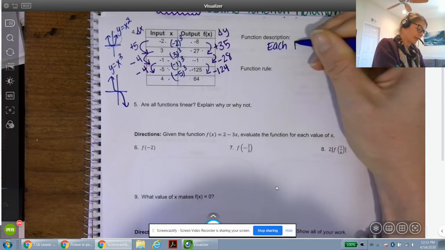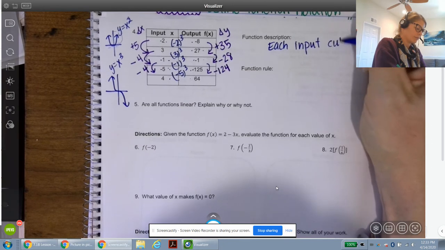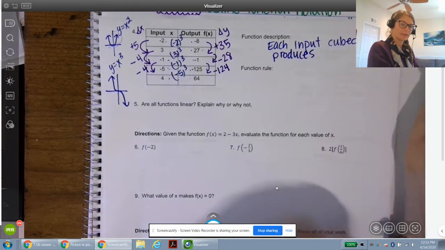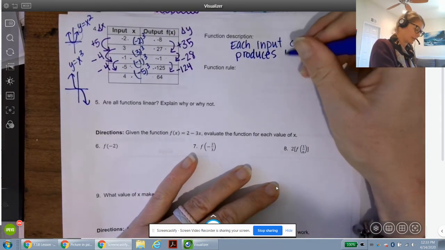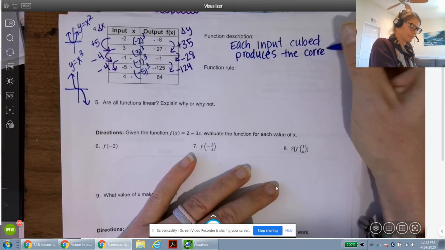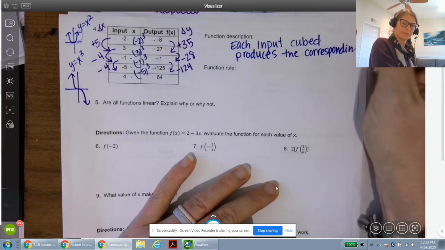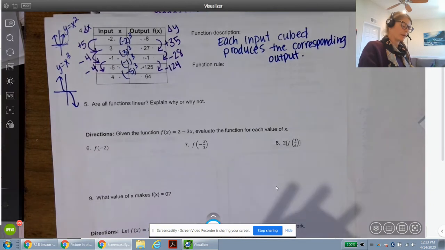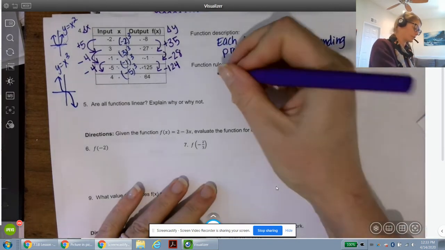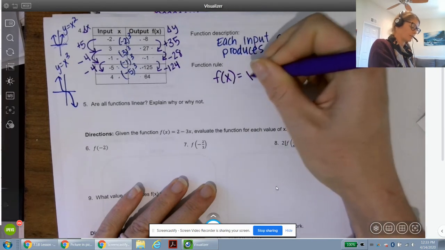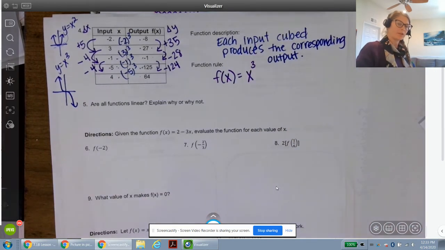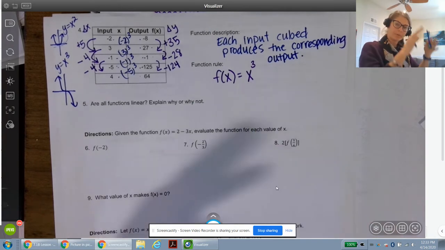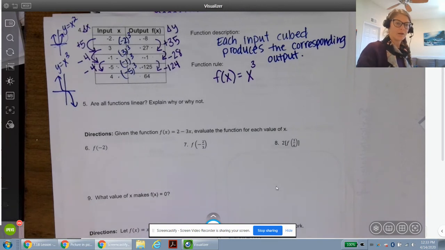Each input cubed produces, or results in, or gets you, the corresponding output. And we have to write our function rule. And remember, we're writing our function rule in function notation. So f of x, your output, is equal to your input cubed. And we don't need any parentheses around this, because remember, if you were going to evaluate, you would put parentheses around your variable.